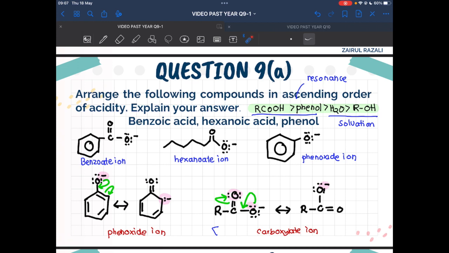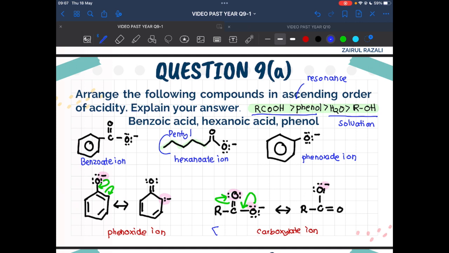But in between benzoic acid and also hexanoic acid, both are carboxylic acid. Tapi kenapa benzoic acid ini lagi more acidic daripada hexanoic acid? Kita tengok the group that is attached to the carboxyl group tu. Okay, kalau kita tengok sini dalam hexanoic acid, kita ada satu alkyl group yang ada 5 karbon, ataupun nama dia kita panggil sebagai pentyl group.